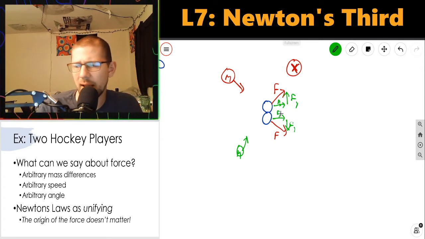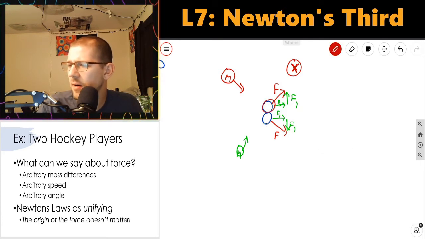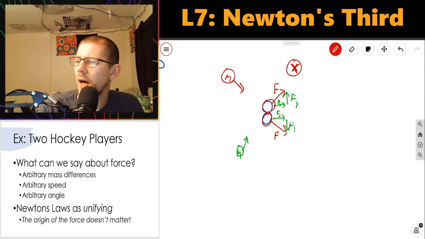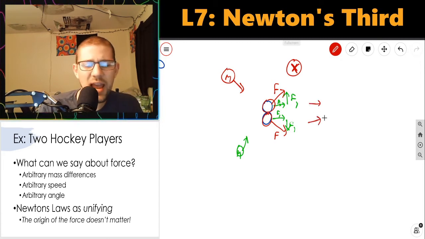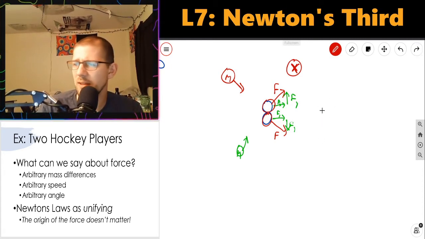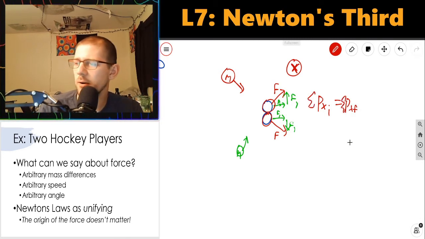The x components stack. So if this were a legitimate force diagram, both the top player and the bottom player would experience a net increase in their velocity in the x direction. They would gain momentum in the x direction, and that's a violation of conservation of momentum. That can't happen. Conservation of momentum in the x dimension says that the sum of px initial equals the sum of px final.